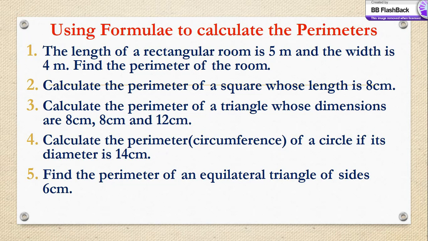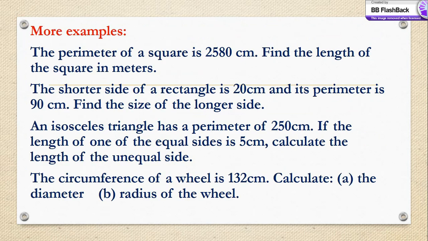So if you're given perimeter, how can we get, for example, let's look at this first question now. The perimeter of a square is 2,580 centimeters. Find the length of the square in meters. So if you're given the perimeter, how can we get the length of the shape? If you're given perimeter, how can we get the unknown side of a plane shape?